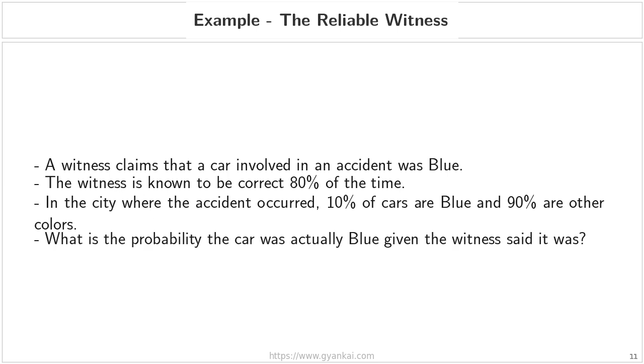Our mathematical challenge here is to determine the following. If the witness has just reported that the car was blue, what is the actual probability that the car was, in fact, blue? As we move to the next slide, we are going to break this down step by step, just as we did with the medical and factory examples, to see how that 80% reliability interacts with the rarity of blue cars.